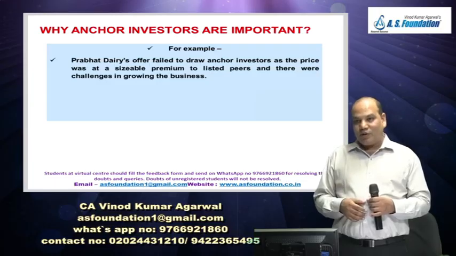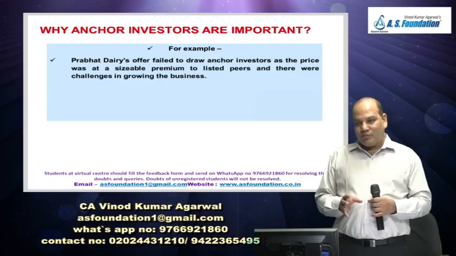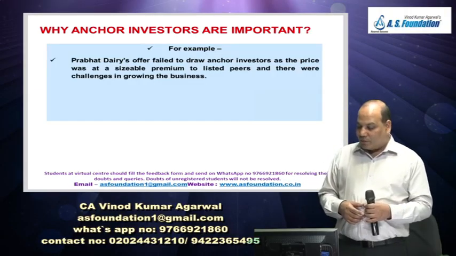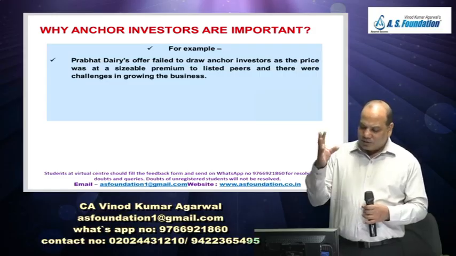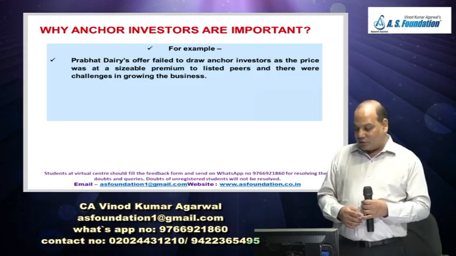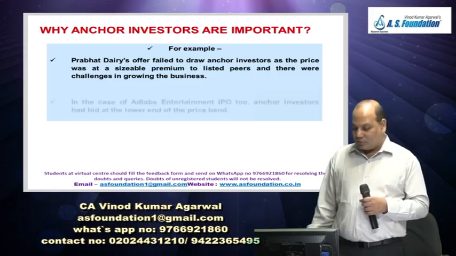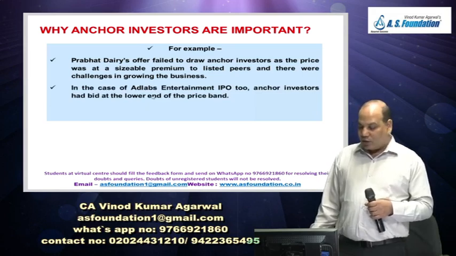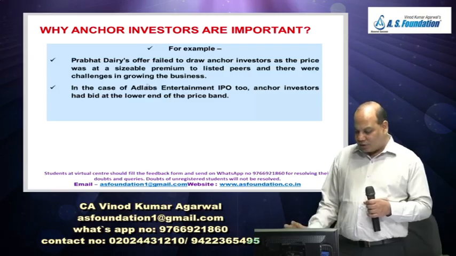Prabhat Dairy, one example of a company where there was an issue in the pricing. Offer failed to draw anchor investor as the price was at a sizable premium to the listed peers, and there were challenges in growing the business. So anchor investor did not support. Then in case of AdLabs Entertainment IPO also, AdLabs, I think this is that Anil Ambani group company, yes or no? And they are into movies.